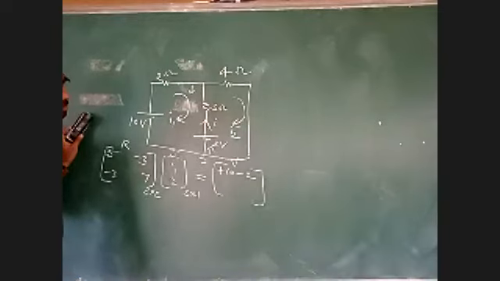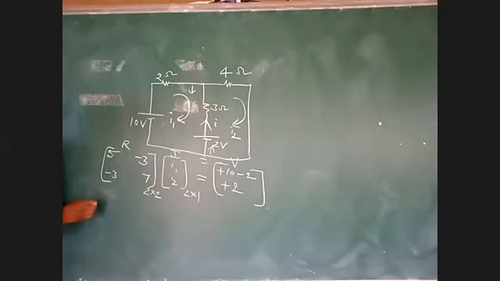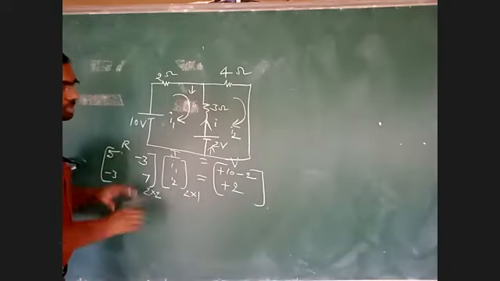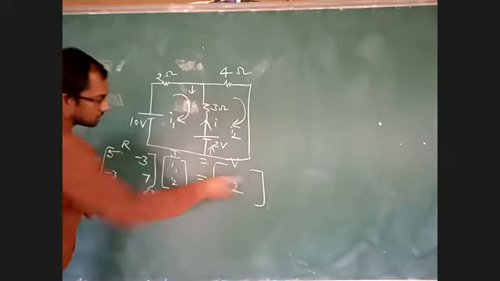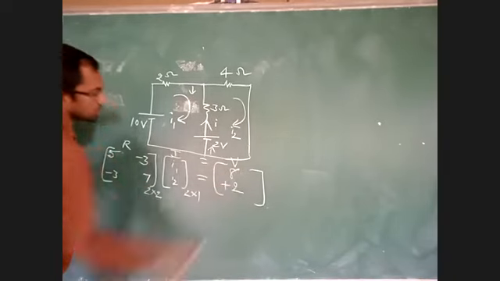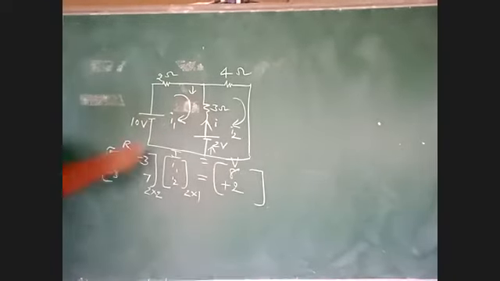Voltage 1, we also have to see another loop. Plus 2. Plus 2. Okay. Now see here, now this will be 8. 10 minus 2 is 8. Okay. Now I want I1 and I2.